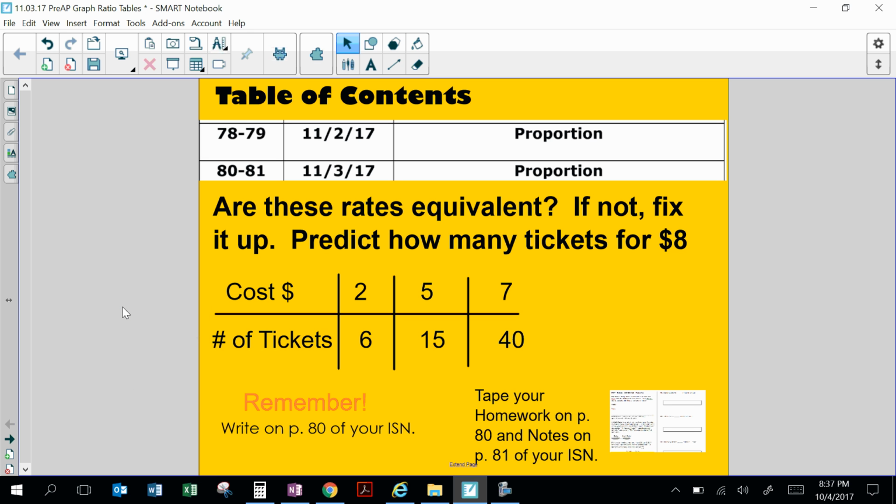Welcome. This lesson is over rates, unit rates, and proportion. With that, we'll be able to make predictions, educated guesses, and then we'll be able to graph.